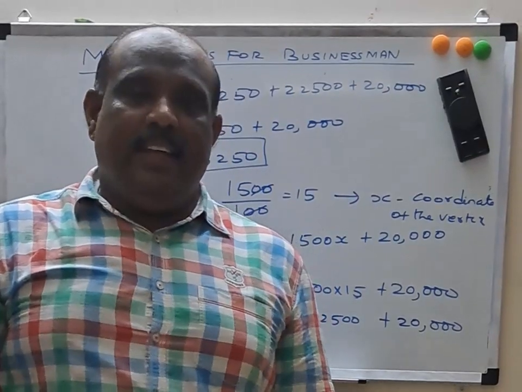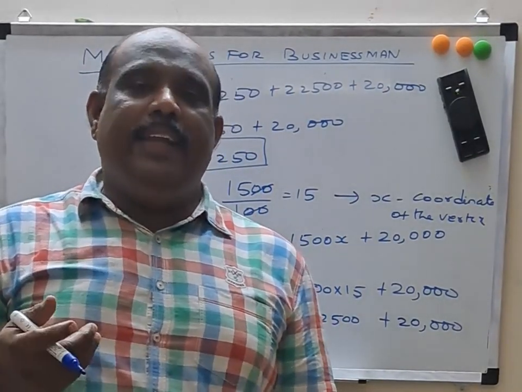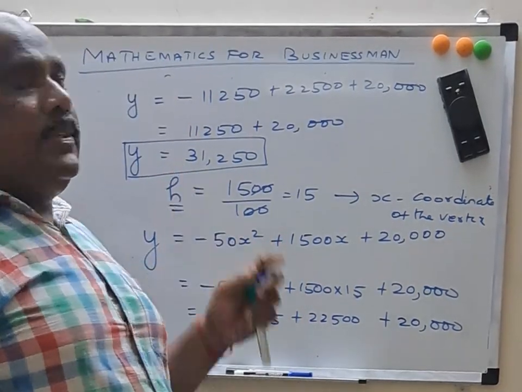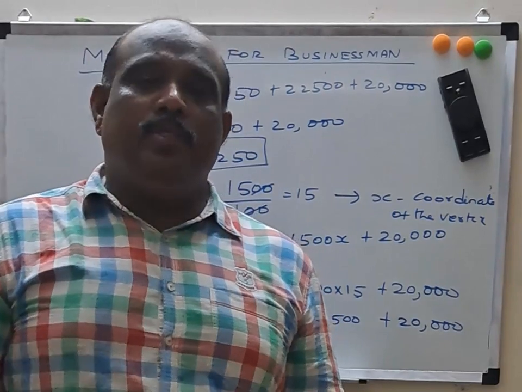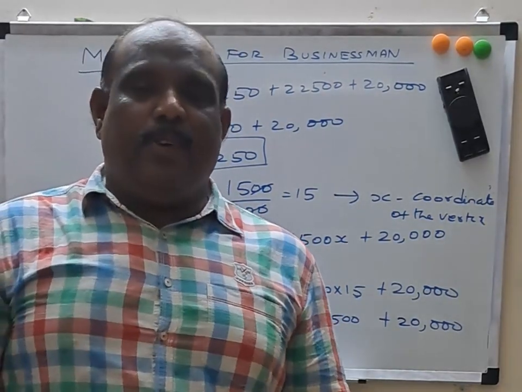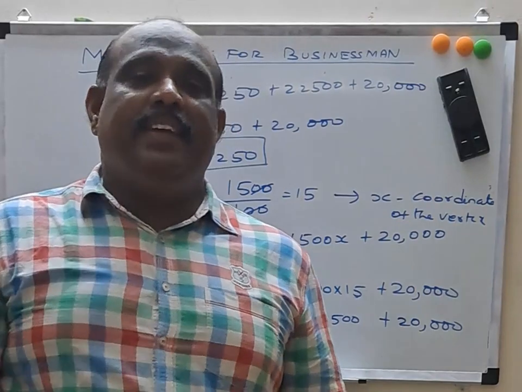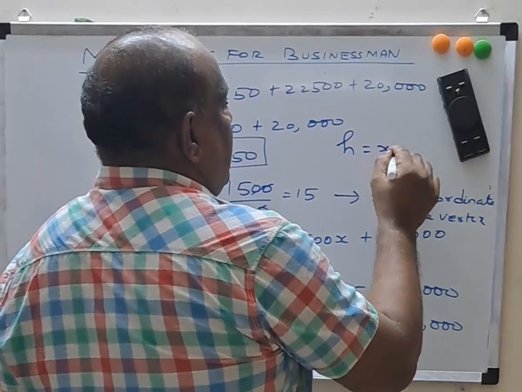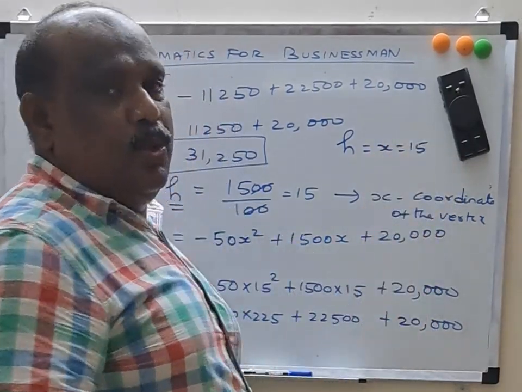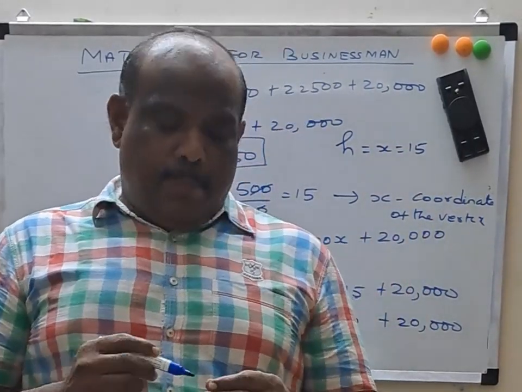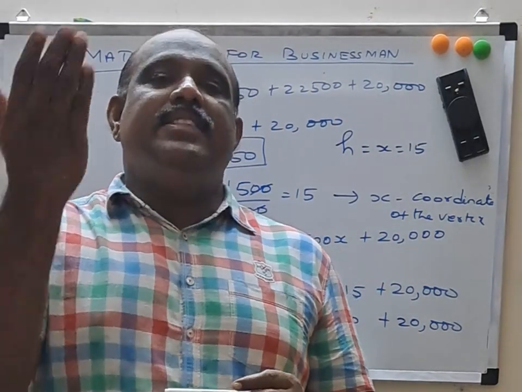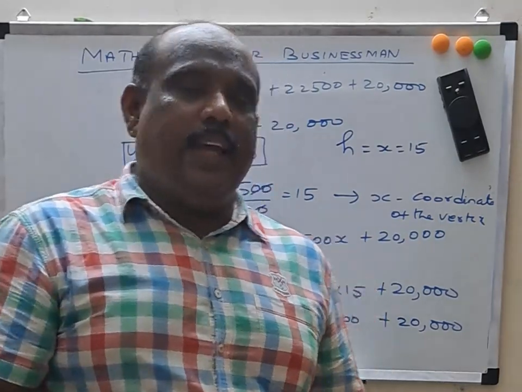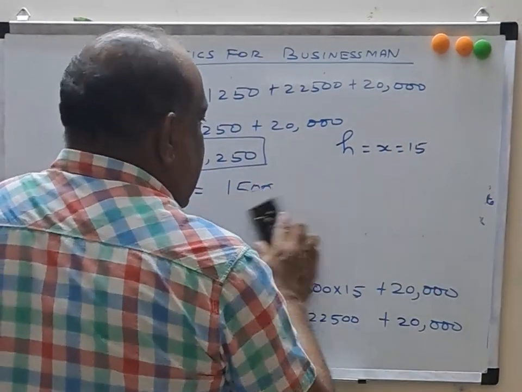Whereas earlier he got an income of only 20,000. So now we have helped him to get 31,250. But this is not the question. What is the total income? This is not the question. How many times can he have the hike? The number of times is nothing but h, or x, which is 15 times. So we are going to support the bus owner to raise the price of the ticket by 15 times. That is the answer we want.